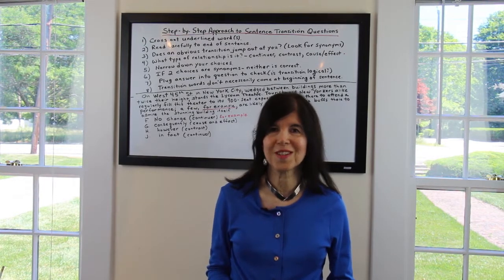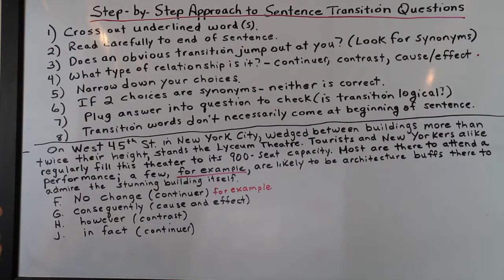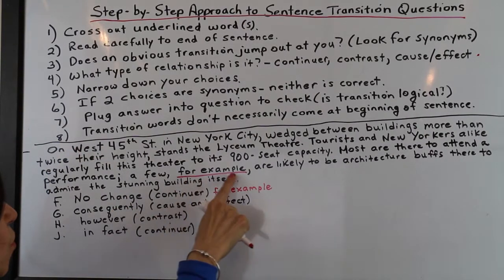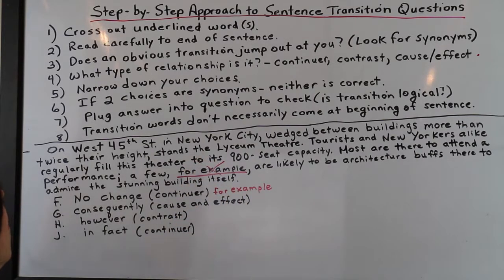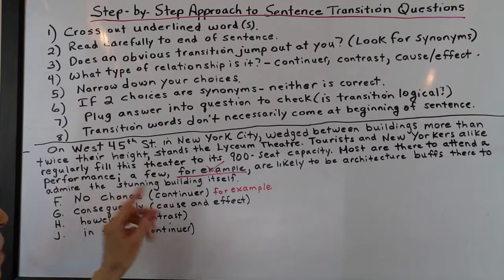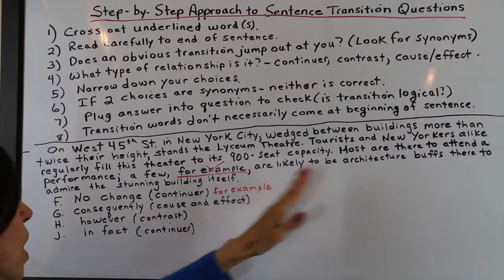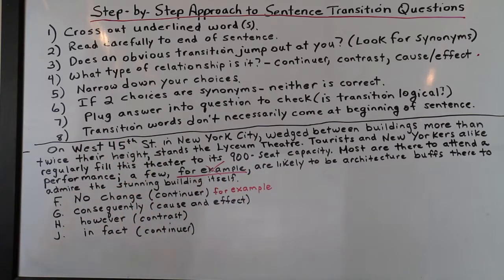I'll walk you through the process. So the first step is to cross out underlined words. This is from an actual ACT English test, and there's the underlined transition words, and we're just going to cross them right out. Then you read carefully to the end of the sentence. Now, anytime you see an underlined word or words, you should always read the entire sentence. Don't stop there. But we're going to read the whole thing right now, quickly.